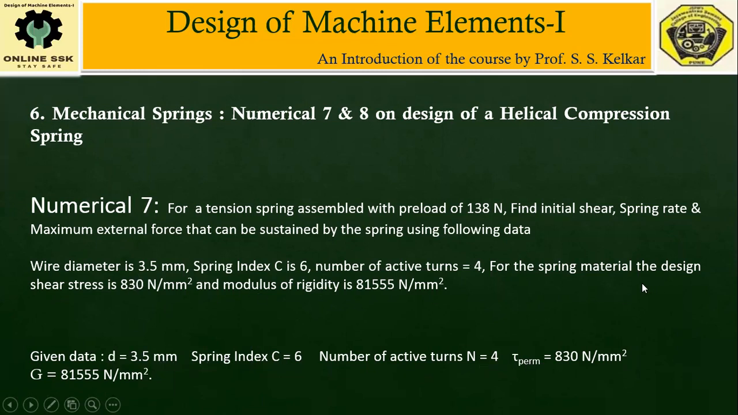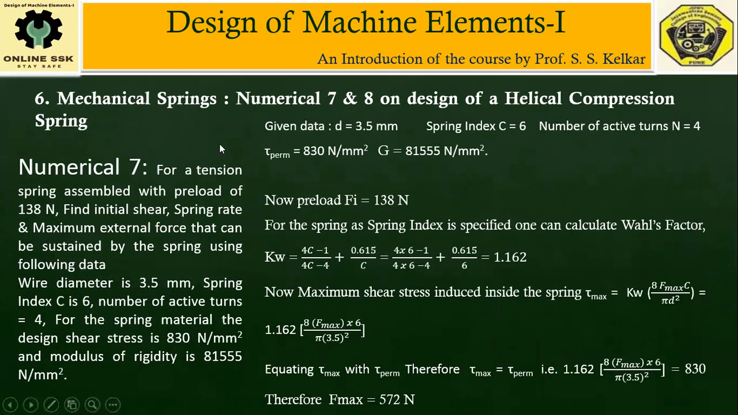Tau permissible, directly they have specified in the given data. Otherwise generally they will specify Syt value and factor of safety, and based on that we have to calculate tau permissible, but here they have directly specified tau permissible. And modulus of rigidity, denoted by G, we are in need of while calculating the spring rate. So that is also specified as 81555 Newton per millimeter square. So here I have just carried forward the given data, the problem statement and given data.